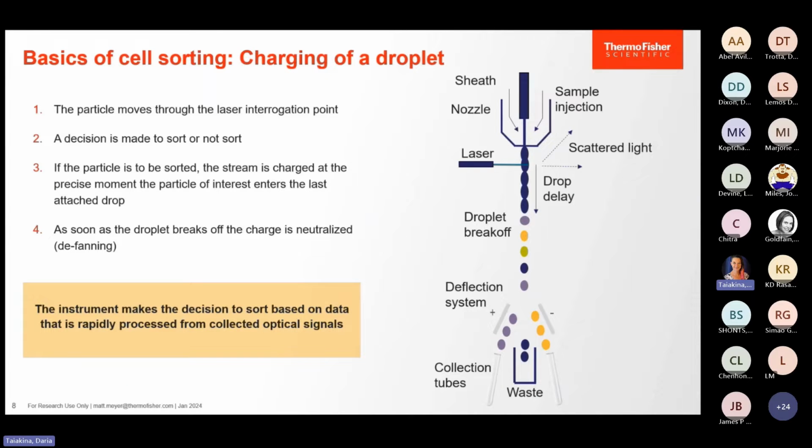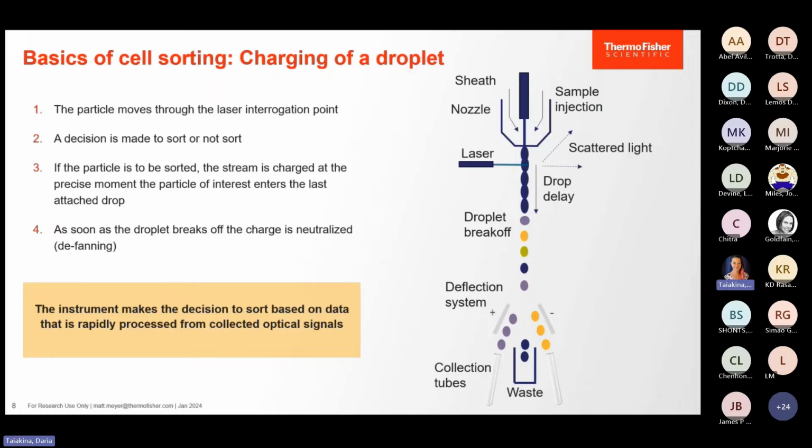As a cell or particle passes through the laser, we can measure the properties of the cell. If the final gate of interest is accepted by the sort criteria, it will charge the stream at that precise moment that the cell enters the last attached drop. That's where we can sort from different gates, and then we can neutralize the stream, which is called the fanning, and then wait for the next cell to come through.